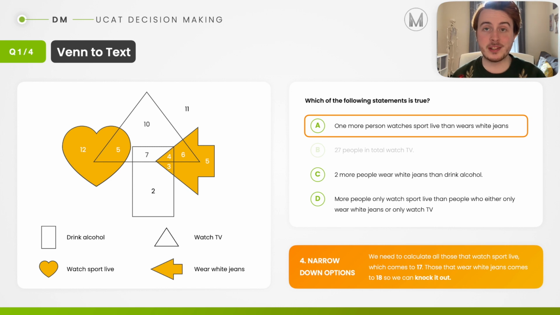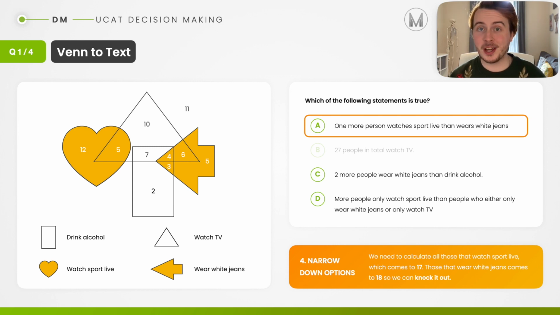Again, we're just going to be totaling up how many are in each of them. The people who watch sport live is going to be 17, and the people who wear white jeans is going to be that 4 plus 6 is 10, 3, 5, 8, 18. So, 17 watch sport live, 18 wear white jeans. Wonderful, we have a difference of 1.